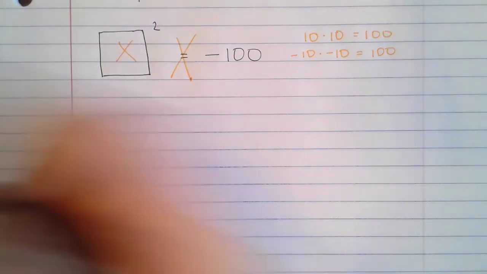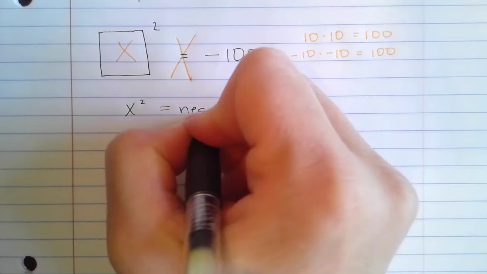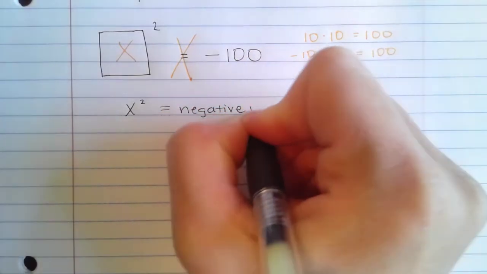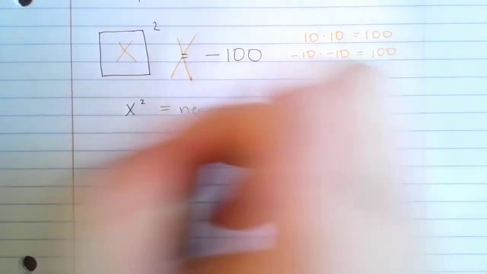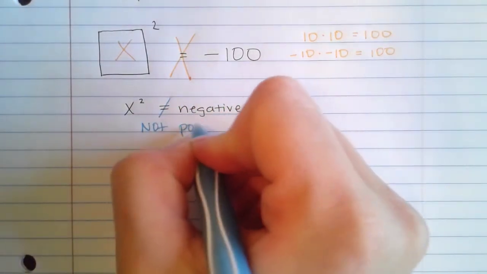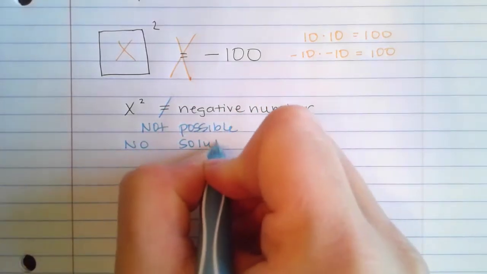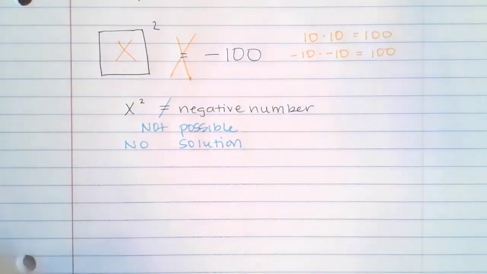Whenever you see x squared is equal to a negative number, guess what? That is not possible. There is no solution. I feel like you guys are always wanting to use no solution. So here's the time where you actually get to use no solution, because there is no solution. There's nothing that's going to make that work.